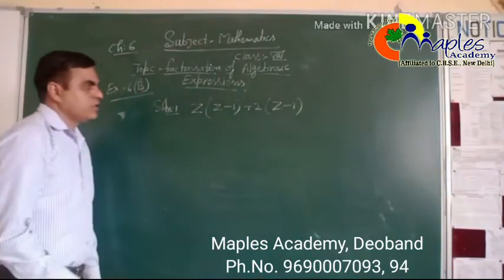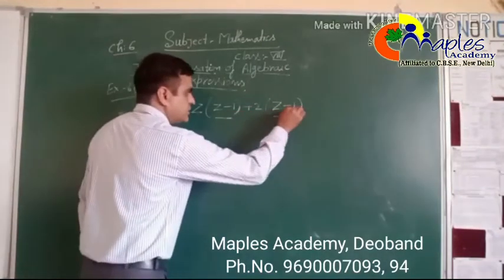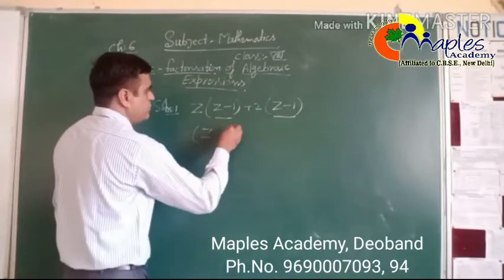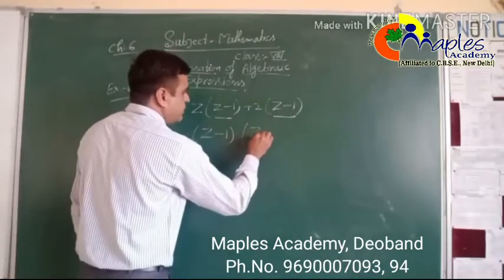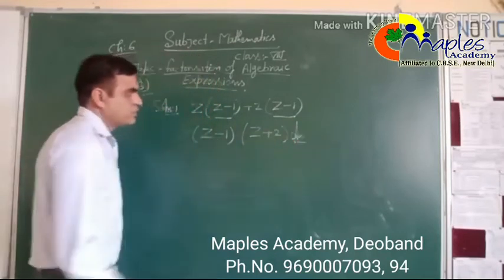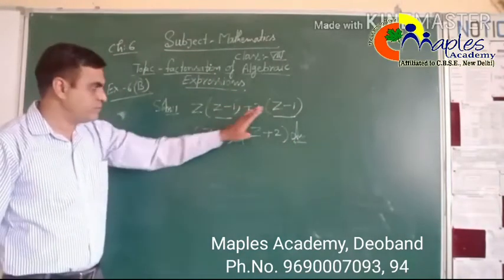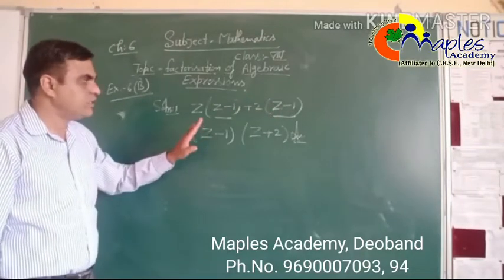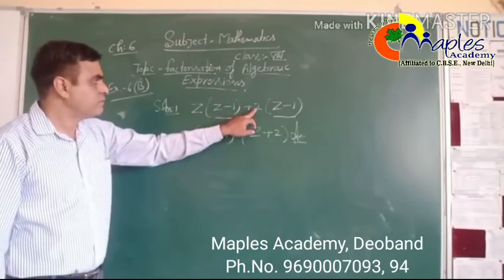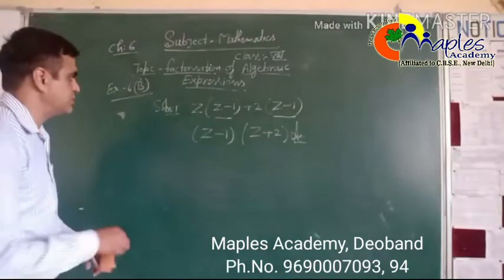Which number is common here? This and this. So we take z minus 1 as common. We take z minus 1 common from these two terms. Now the remaining numbers we write as z plus 2. That is the answer. Now we perform the next question also.